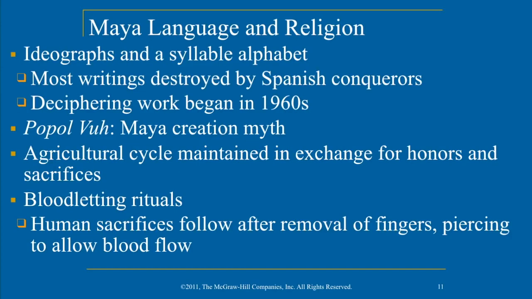Now, the Maya language and religion. We talked about ideographs in the Chinese unit, and they also had a syllable alphabet with sounds, like u, e, a, like the syllables that we would have in apple, two syllables, right? Most writings were destroyed by the Spanish conquerors in an attempt to Christianize a lot of their area, but we found some of their language and religion, and the deciphering work began in the mid-1960s.